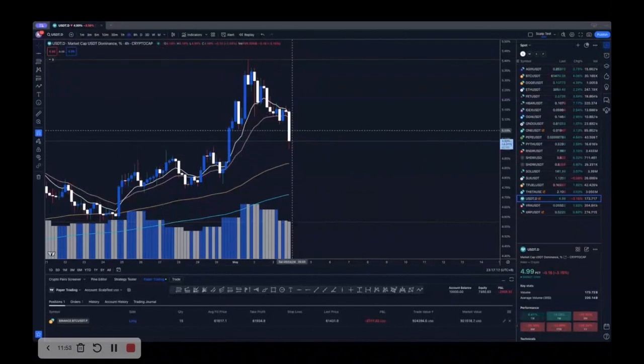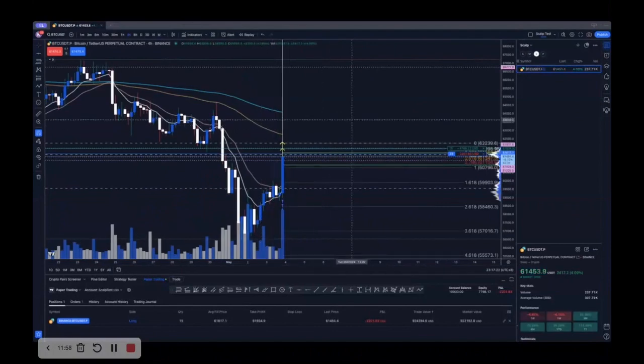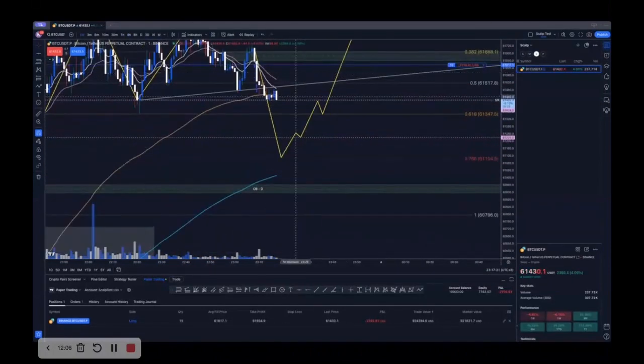You see how, just a moment. Hold on, let me just go back to 1 minute. You see how we're still dancing around the support resistance?